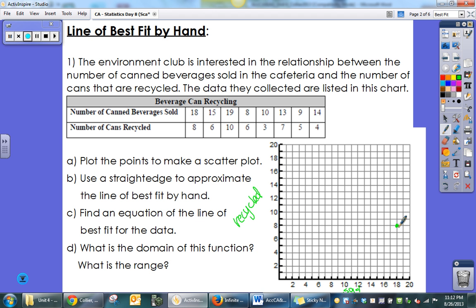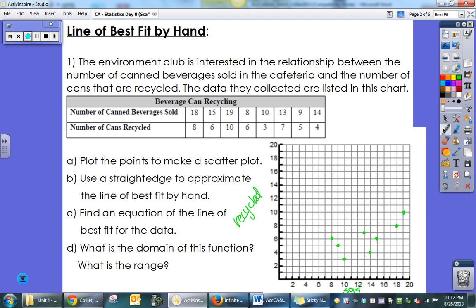When 18 cans were sold, 8 were recycled. When 15 cans were sold, 6 were recycled. When 19 cans were sold, 10 were recycled. 8 and 6, 10 and 3, 13 and 7, 9 and 5, and 14 and 4.